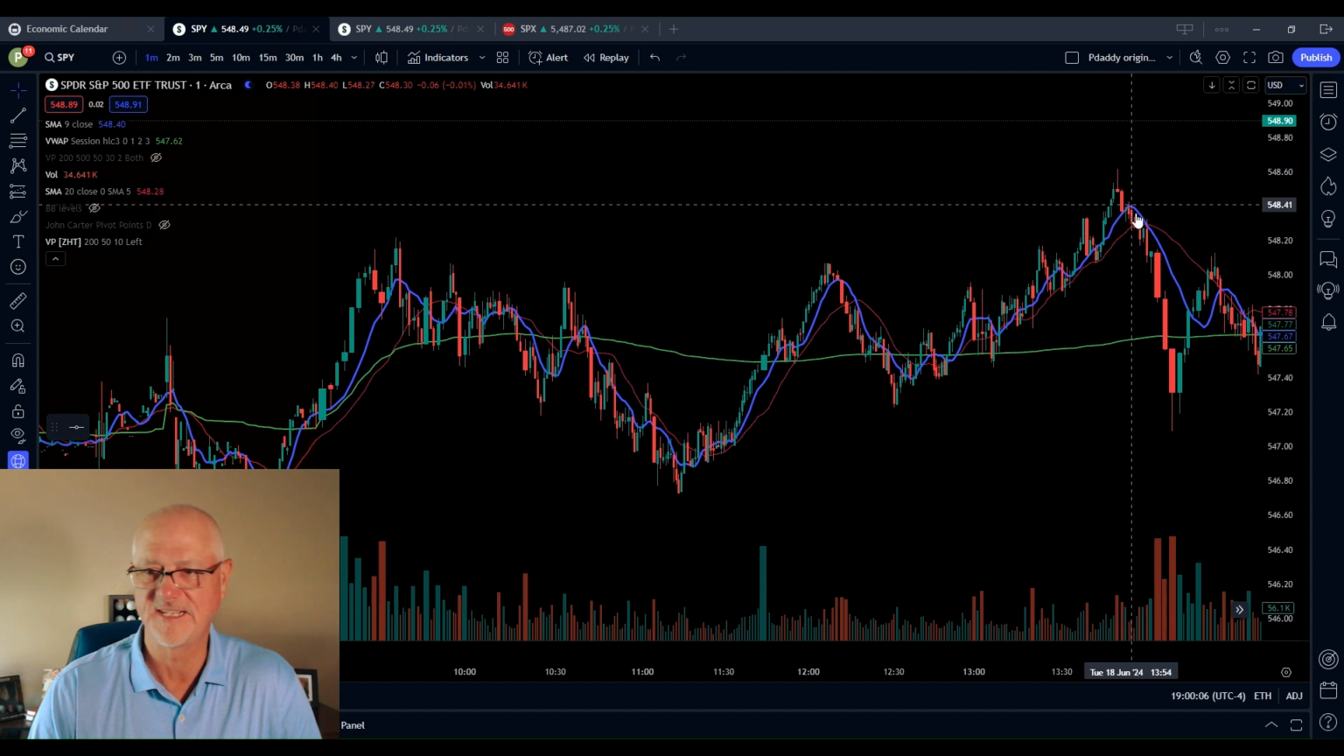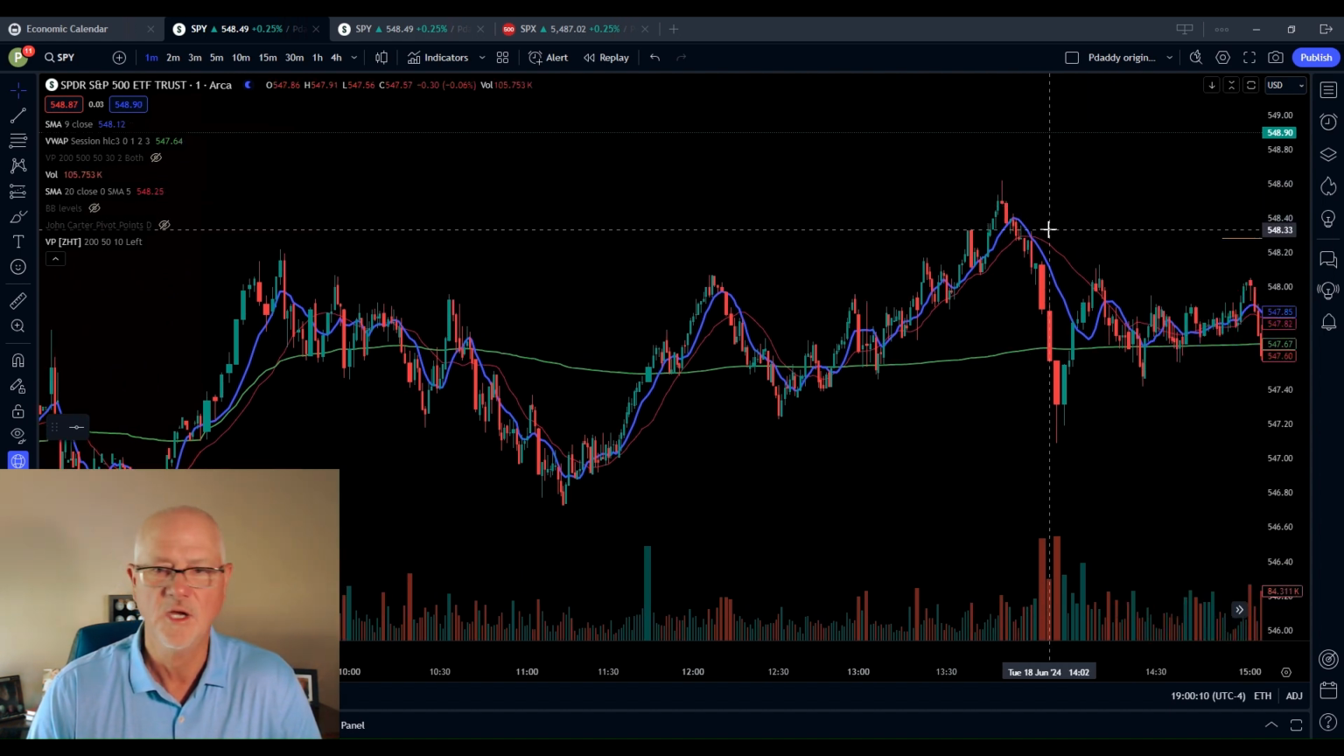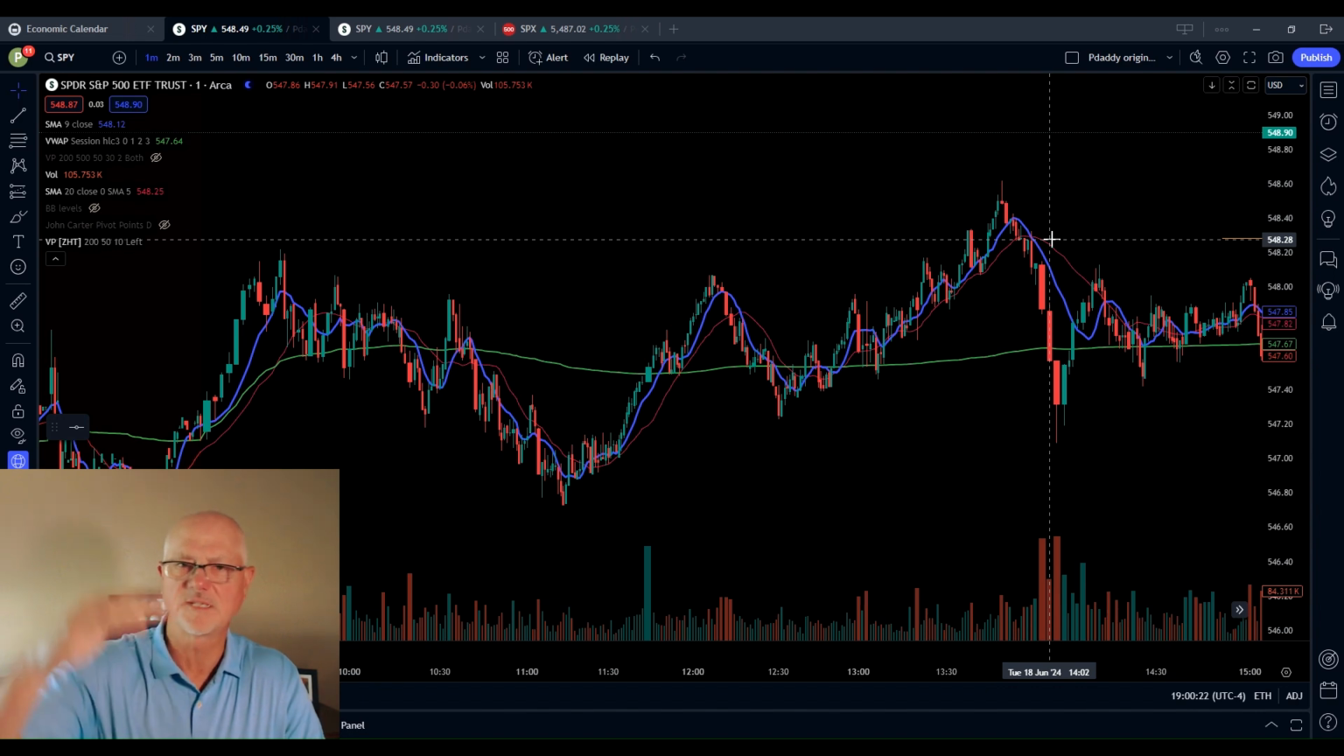We had this cross to the downside. Now we had 28 right here, 548.28, which was a level that we were looking at. I knew this was a level because this was a supply zone left over from yesterday. So at 548.28, 30-minute supply zone. At that level, that's where we came down.